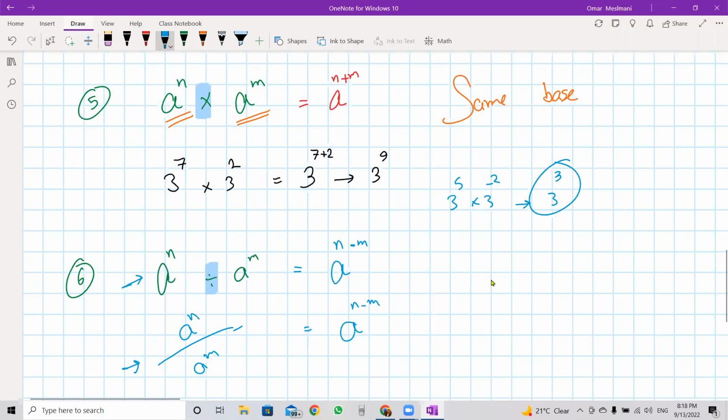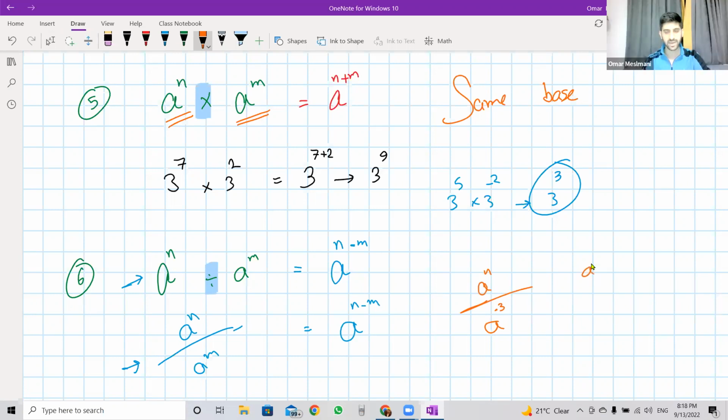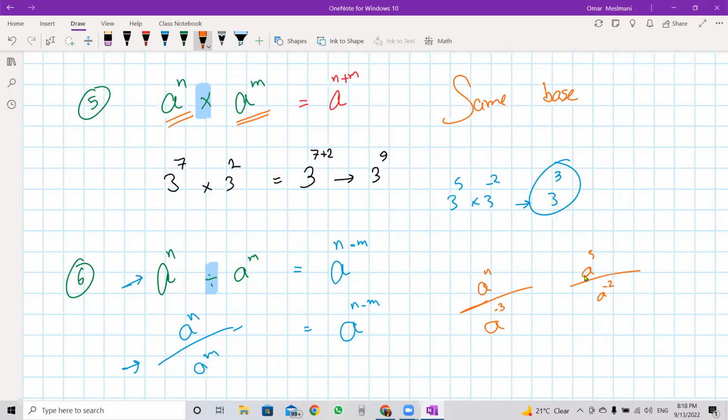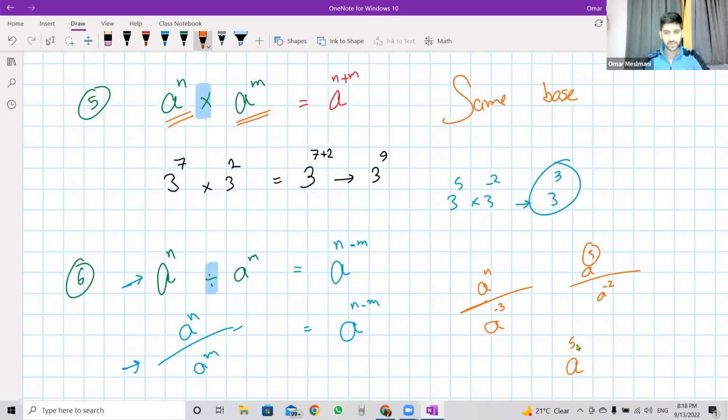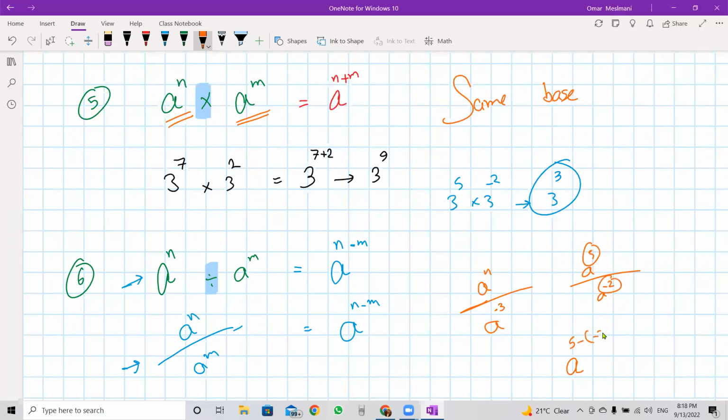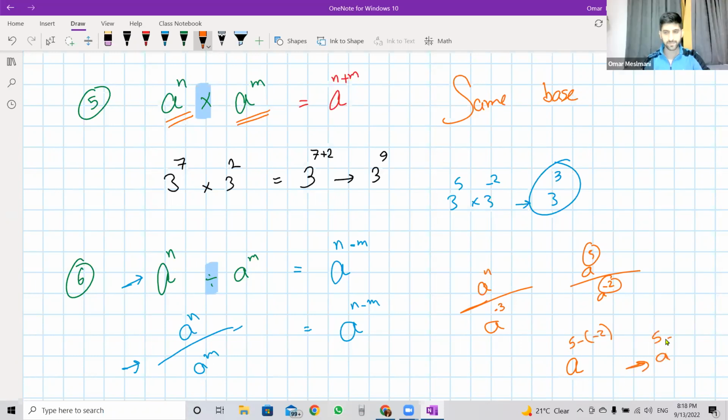Okay, let's say we have a to the power of n divided by a to the power of minus m, for example. Let's say that you have a power 5 divided by a power minus 2. Now, do you have the same base or not? Yeah, we do. If you have the same base, you say numerator minus the denominator. So you say 5 plus 2, and the answer at the end is going to be a power 7.